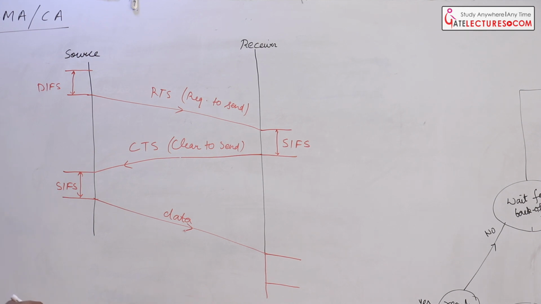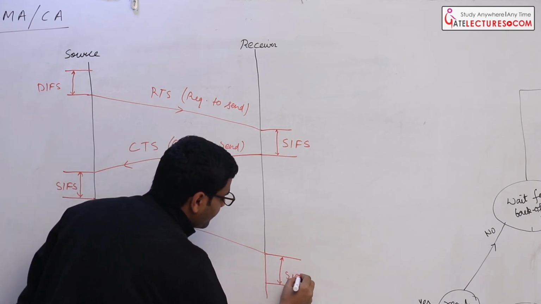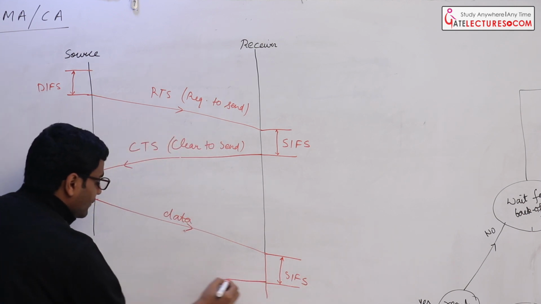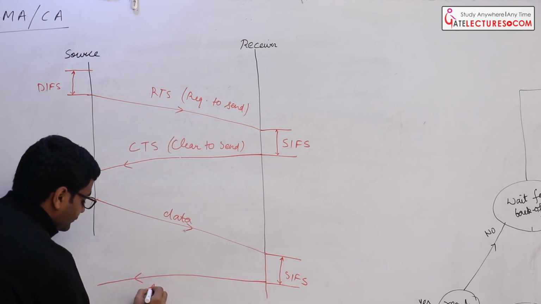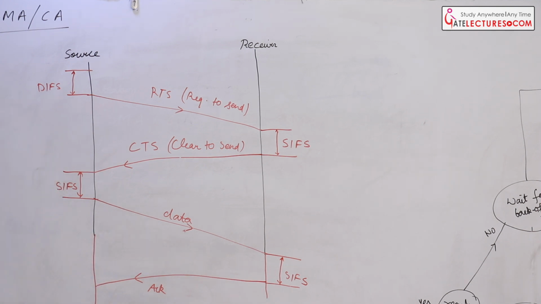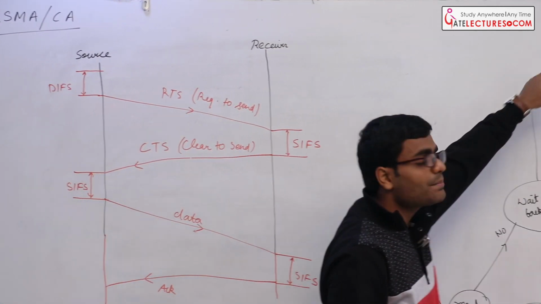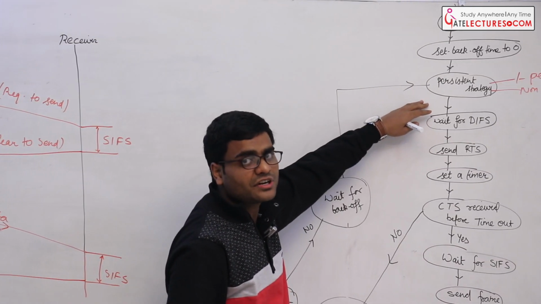After receiving the data, the receiver will wait for SIFS amount of time and will send an acknowledgement. So let's look at more detail. What we are doing is, first of all, the source will sense the carrier, whether the carrier is idle or not, and for that it uses the same backoff algorithm and the persistence strategy.